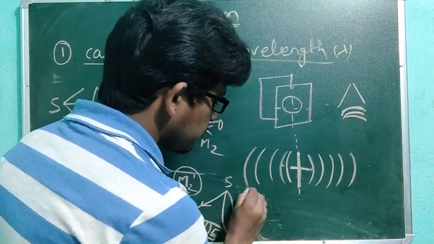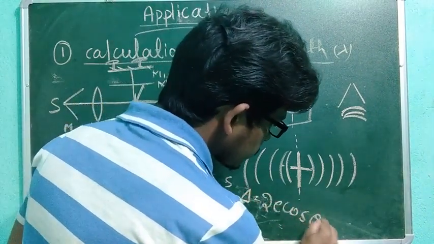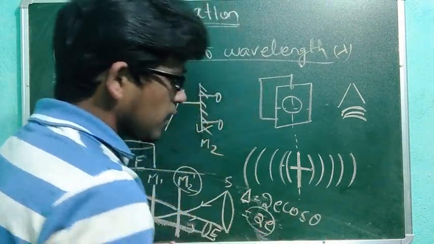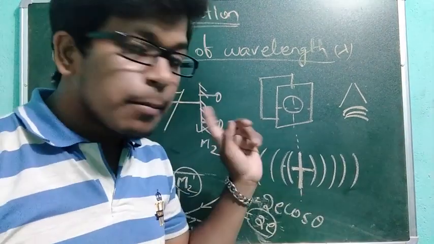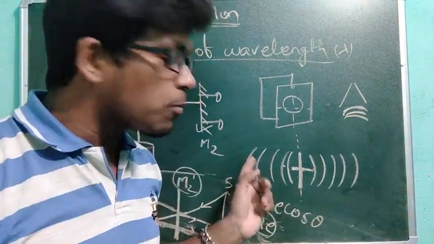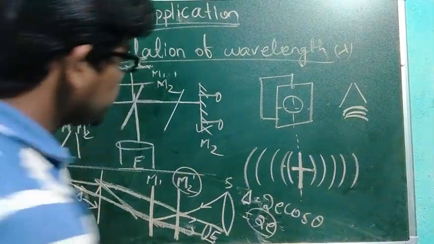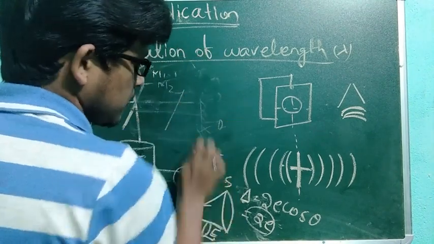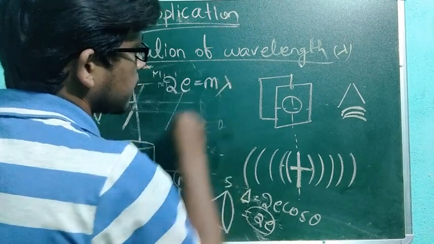So my path difference formula was 2e cos theta. So it will now be 2e because cos 0 is 1. The center one is the bright fringe. Bright fringe means the path difference will be m lambda. So my path difference will be m lambda. That means my 2e equals m lambda.